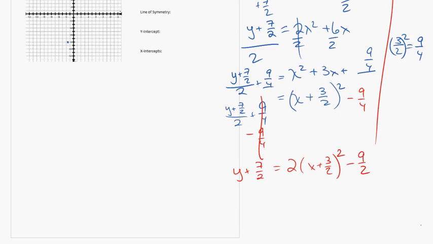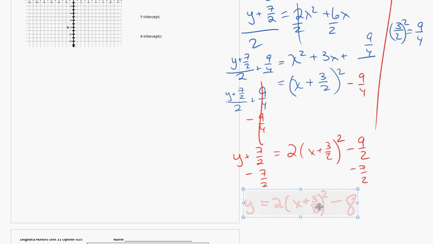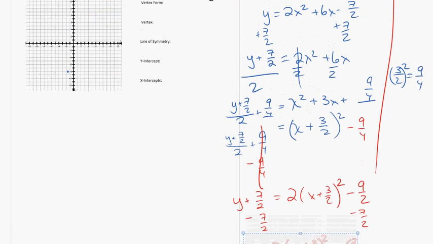And now to get y alone, finally I have to subtract 7/2 from both sides. So I get y equals 2 times x plus 3/2 quantity squared minus 9/2 minus 7/2 is minus 16/2, which is otherwise known as minus 8. So I'm going to take that vertex form version of my equation and move it to where it says vertex form.